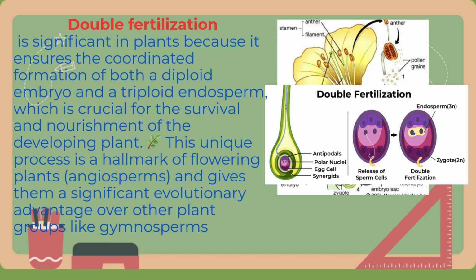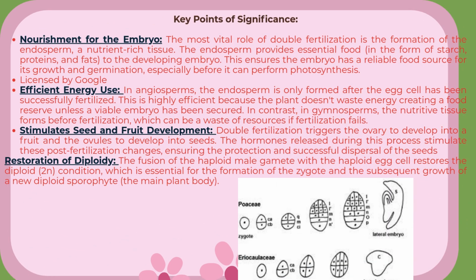Double fertilization is significant in plants because it ensures the coordinated formation of both a diploid embryo and a triploid endosperm, which is crucial for the survival and nourishment of the developing plant. This unique process is a hallmark of flowering plants called angiosperms and gives them a significant evolutionary advantage over other plant groups like gymnosperms. The key points of significance.